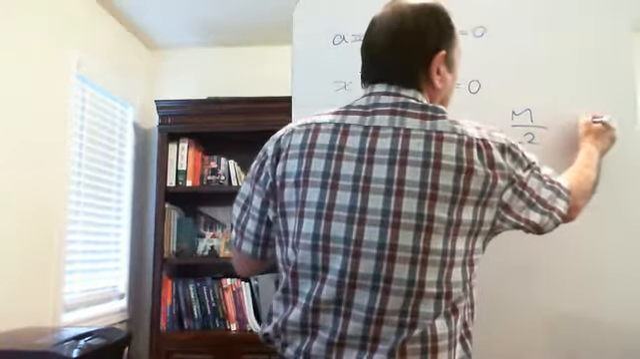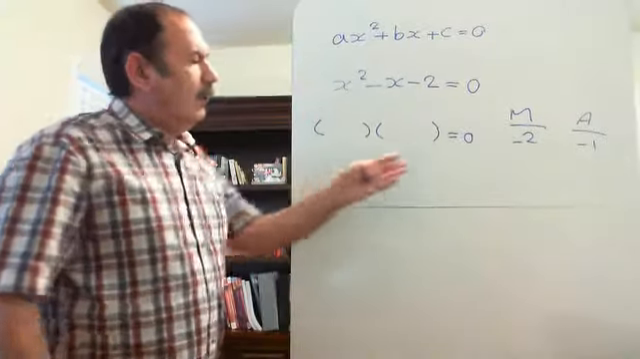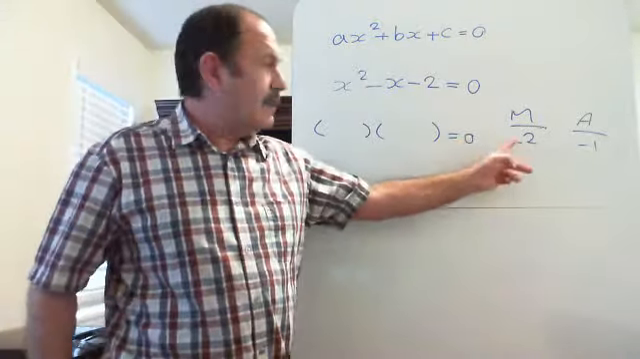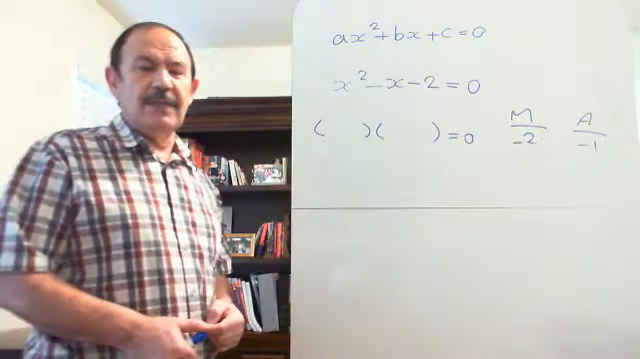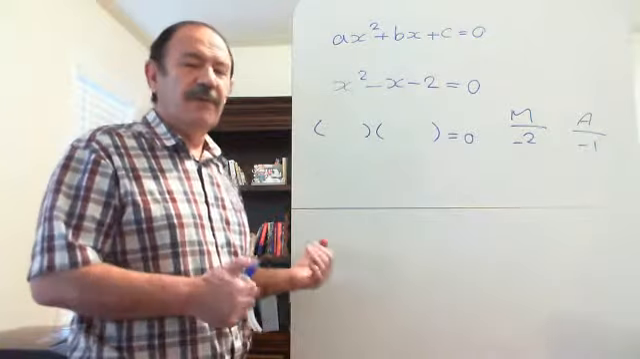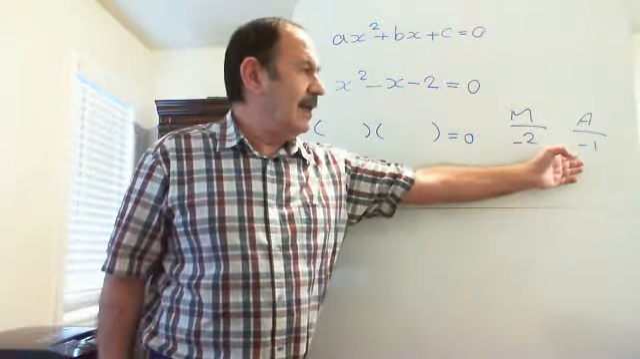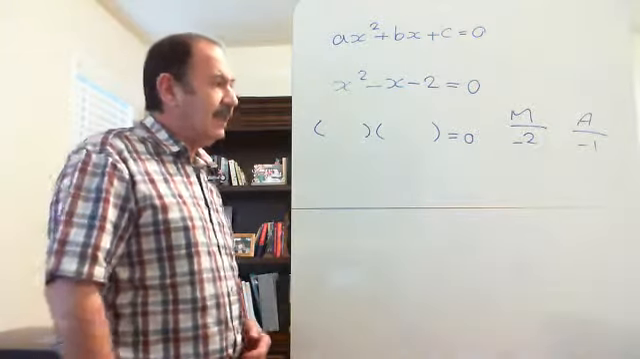And when we add the numbers, the result should be negative 1. What are those numbers? Because this sign is negative, it means the two numbers that we should multiply by each other should have different signs, one of them positive and the other one negative. And because this sign is negative, the number with the bigger absolute value should be negative.